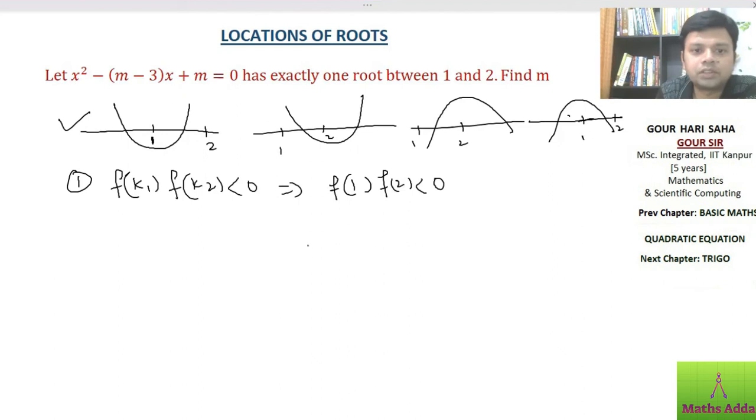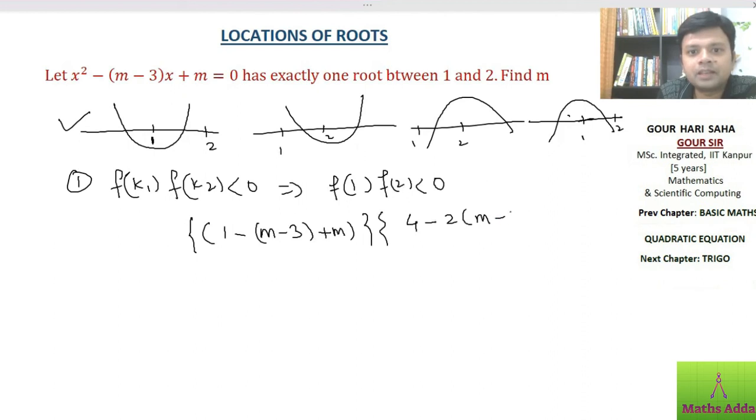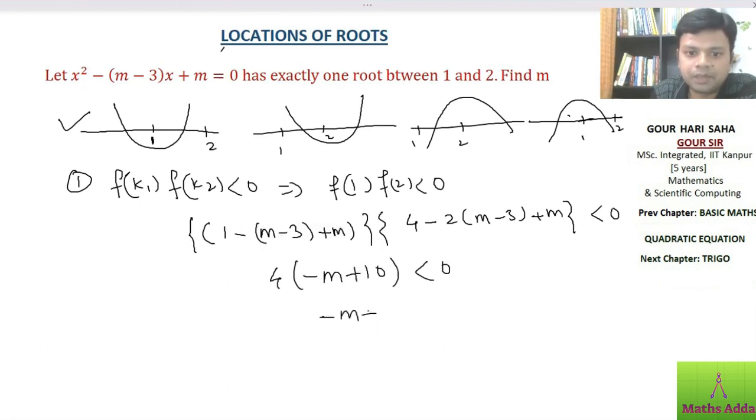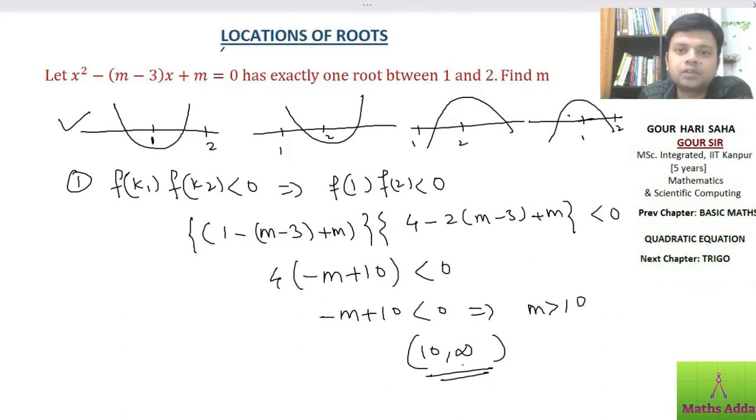Put x equal to 1 here. So it is 1 minus (m minus 3) plus m. And then f(2) is 4 minus 2 times (m minus 3) plus m less than 0. So m will cancel out, it is 4 into, this is minus m plus 10 less than 0. So minus m plus 10 less than 0, this means m is greater than 10. So it is 10 to infinity, the answer. If m is from 10 to infinity, then this will have exactly one root between 1 and 2.